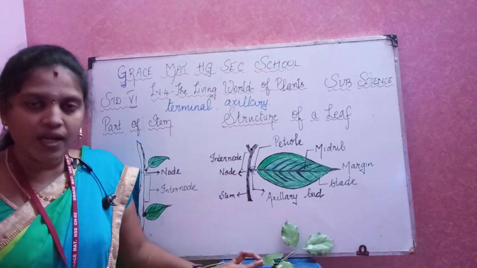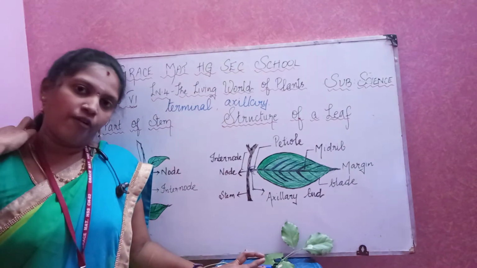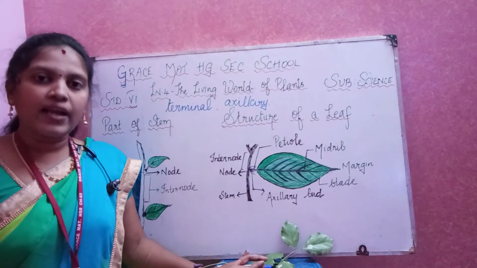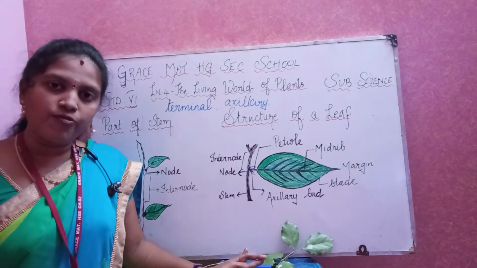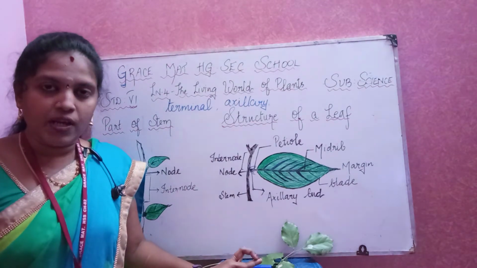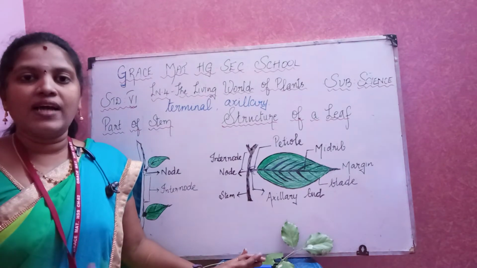They don't depend upon anybody. That is called autotrophic. Children, they can prepare their own food. How do the plants prepare their own food? With the help of the chlorophyll pigment, water, as well as sunlight.